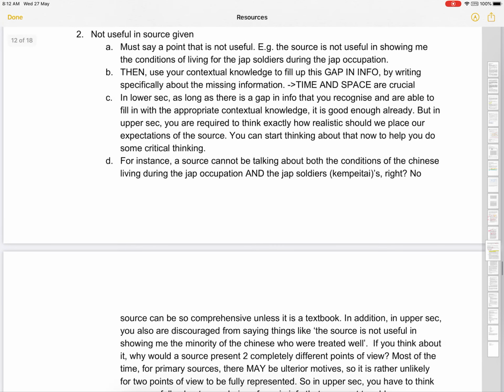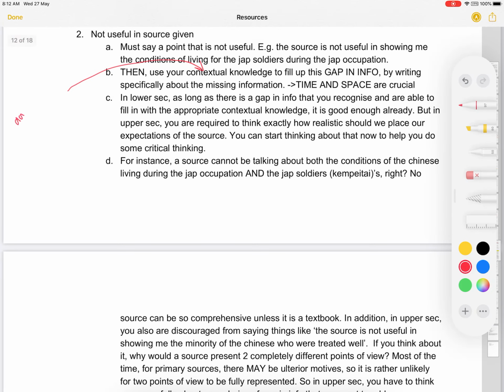So next step, not useful. You must say a point that is not useful. So you dedicate one paragraph to saying what's not useful about the source. For example, the source is not useful in showing me the conditions of living for the Japanese soldiers during the Japanese occupation. Then you use your contextual knowledge to fill up this gap in information. But sometimes when you're doing SBQs, this contextual knowledge may be other sources. But of course, you just play safe and have some contextual knowledge as well to build a bit of foundation to your historical knowledge. So you use this contextual knowledge to fill up this gap in information by writing specifically about the missing information.